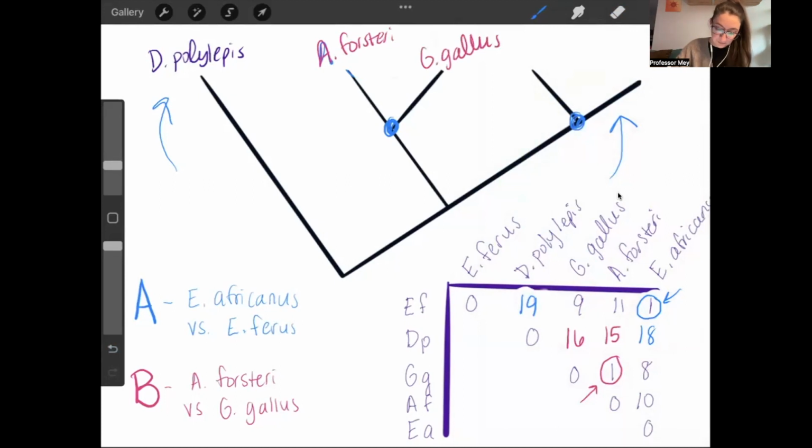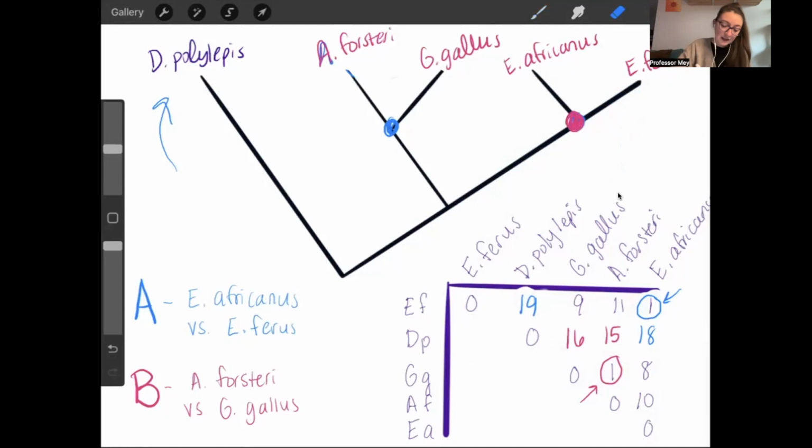And then last but not least, we have E. africanus and E. ferus. Now you might be thinking, doesn't matter where I put them on either of these little nodes here, right? Did it matter that I put E. africanus here versus here? Well, it doesn't really matter, at least when you're looking at the distal nodes like this.